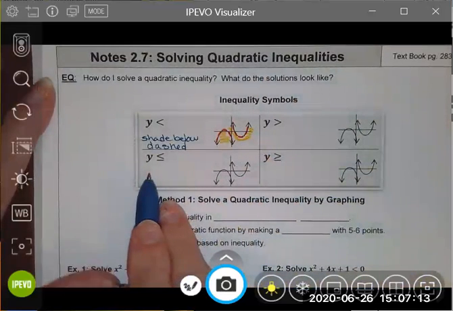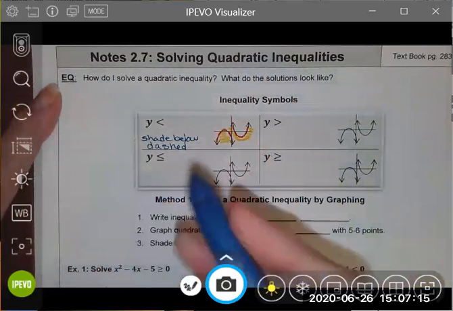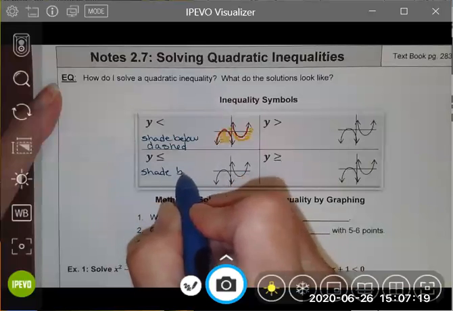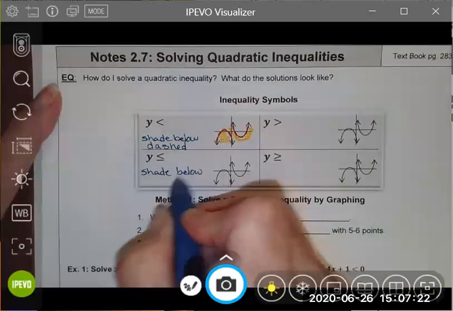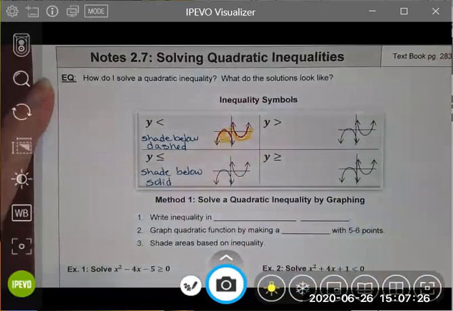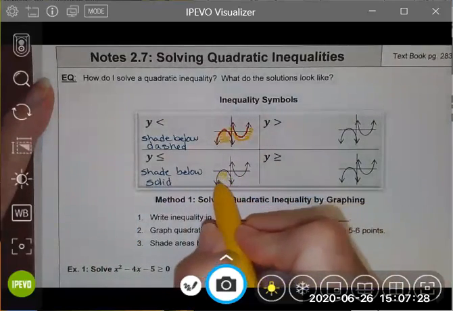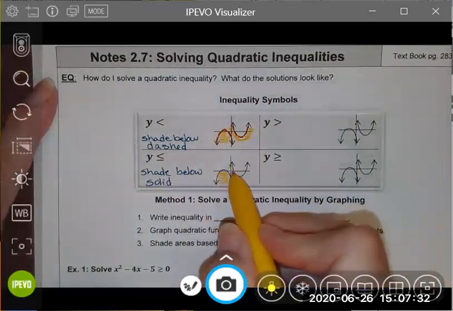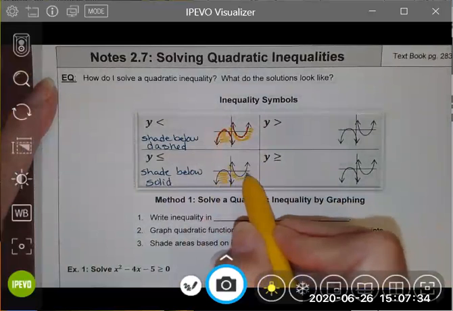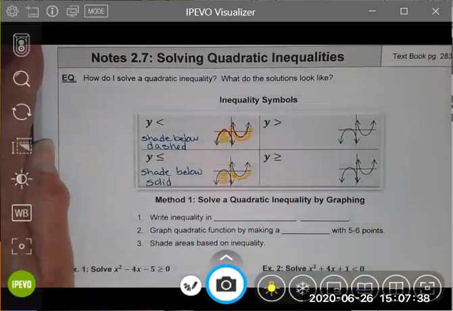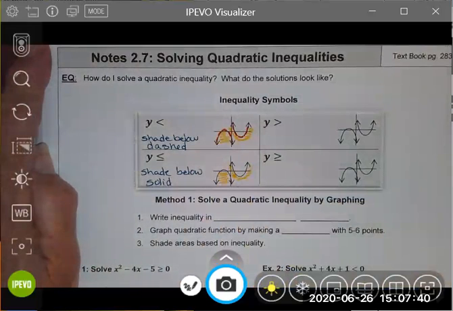This one, y is less than or equal to, works similarly. Here we're going to shade below. So graphically, it's going to look like the graphs above. But this one, we're going to use a solid line, which I'm so well prepared for. Again, we shade below regardless. I'm going to shade below a down opening parabola, and I'm going to shade below my upward facing parabola. It's really upward opening, isn't it?